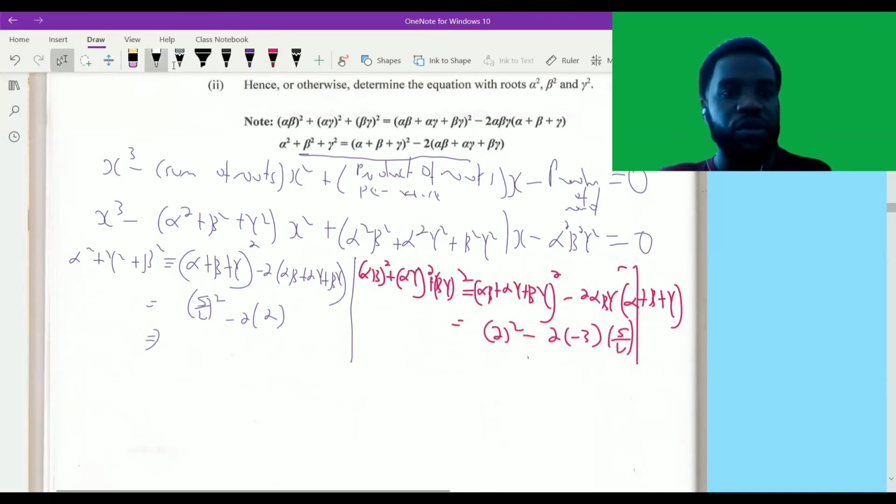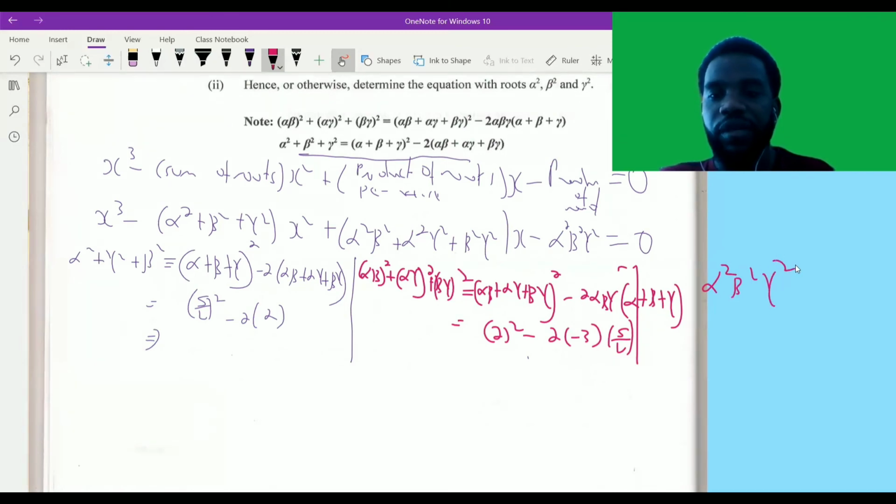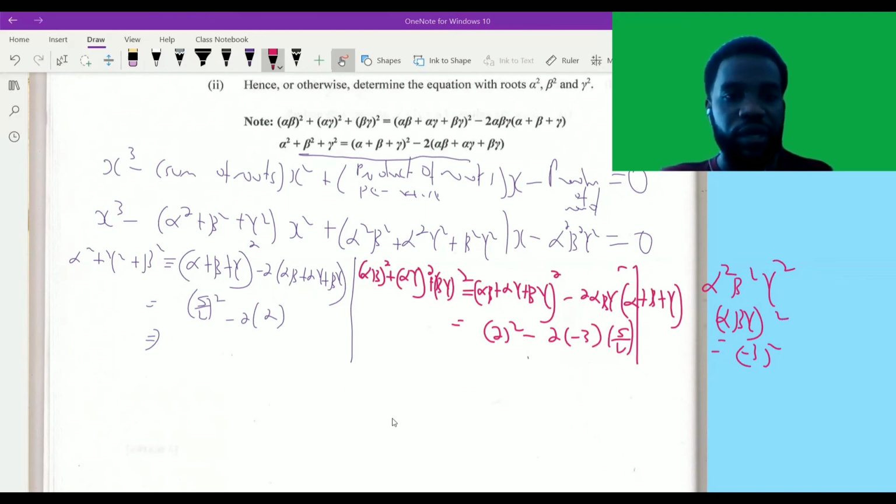Now, since I have the space over here, let me just put in the final thing that I need. You also need to have alpha squared, beta squared, gamma squared. Laws of indices come in handy because this is the same thing as saying alpha, beta, gamma all squared. This is really alpha, beta, gamma was found to be minus 3. So it's minus 3 all squared. Now, this is where you need to pull up your calculator and allow your calculator to do the work for you. So you don't have to do too much here.